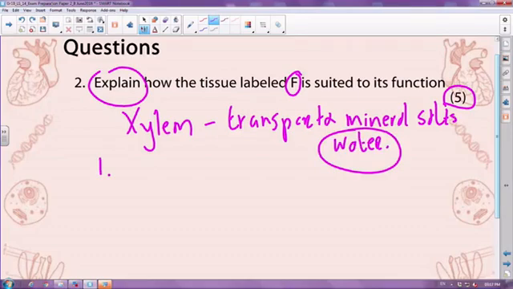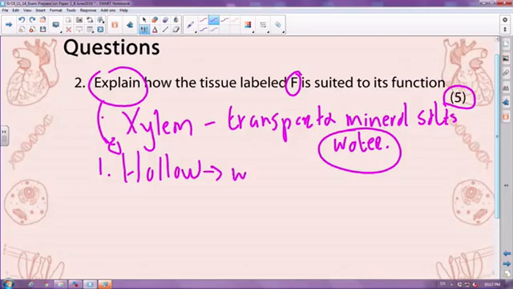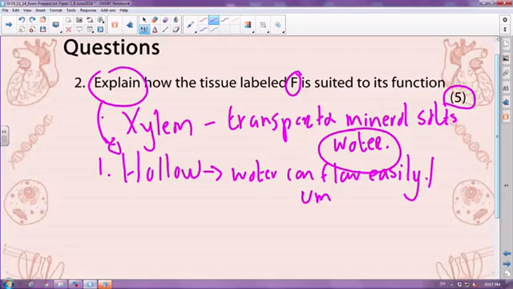One of the reasons I could say is that it is hollow. Now I need to explain. It didn't ask me to list, it asked me to explain. So what does hollow have to do with it being so important? If it's hollow, water can flow easily. Remember, think of a straw. So if it's hollow, water can flow easily, or another word we can use is unimpeded, which means without interruption. I'm putting the points there, not listing them, because I'm explaining.